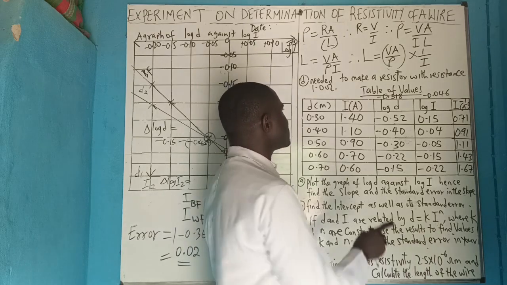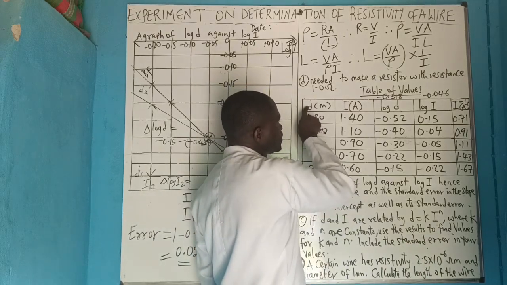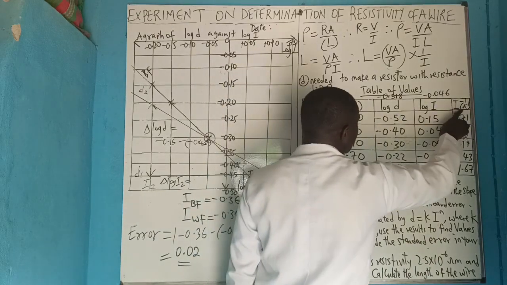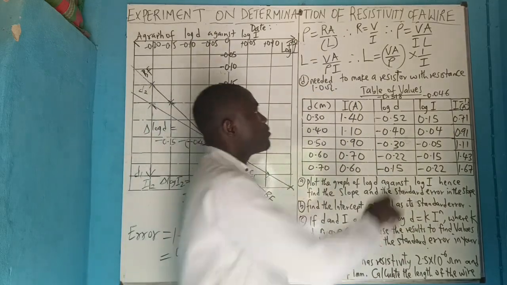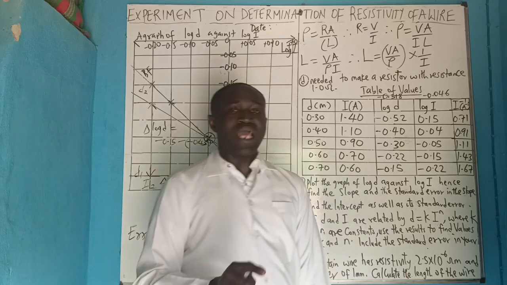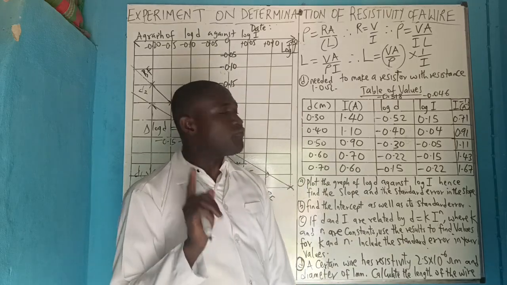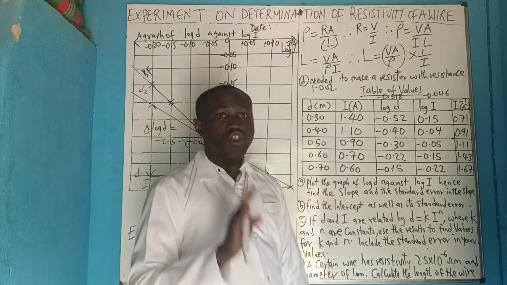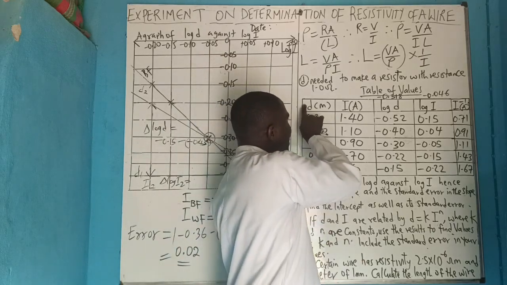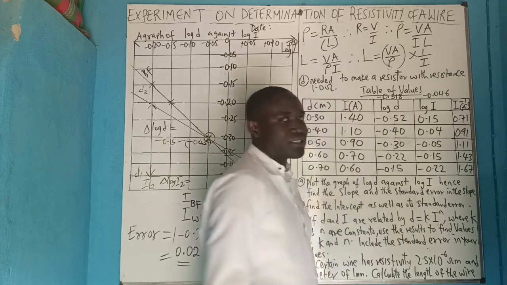The slope will become VA over resistivity. That is why we say plot the graph of D, which is your L, against inverse of current, and when you do it, the slope you will get will be equated to this. Then you make your resistivity the subject of the formula. That means, dear students, please use your graph and plot the graph of D against I inverse.